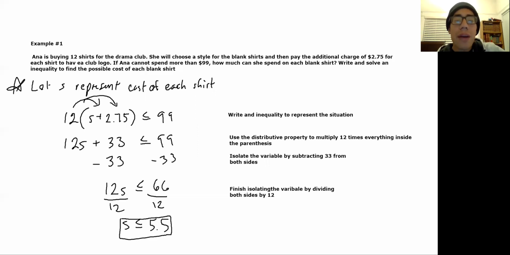She will choose a style of blank shirts and then pay an additional charge of $2.75. So the cost of shirts will be 12 shirts times, right, the number of shirts she's going to buy. Do we know how many shirts she's going to buy? I mean, it kind of just depends, right? We can't just write an inequality like this because when we write the inequality, you have to be very careful how we do this, right? Because it's ultimately what's important here.